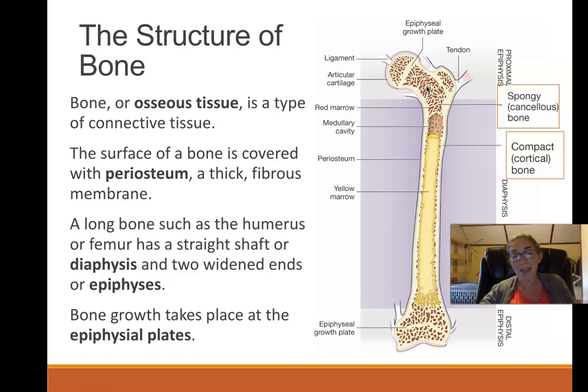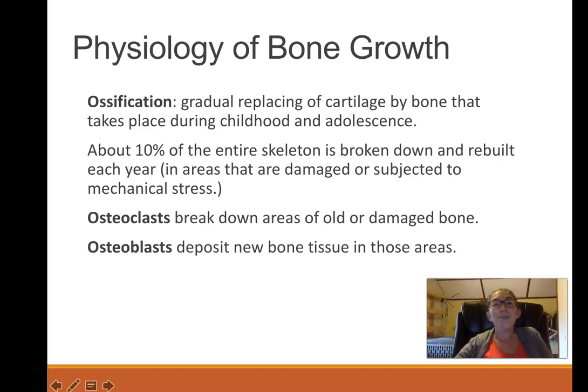So the bones do become harder with age. We said that as the baby's bones grow, they harden and they fuse together. And that hardening process is called ossification. Again, osseo being a combining form for bone.